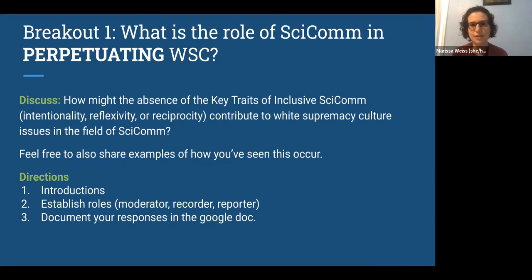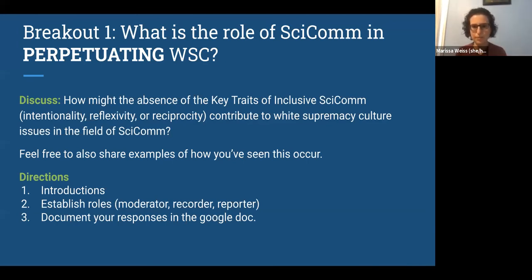In this first breakout room, we'll take on the question, what is the role of SciComm in perpetuating white supremacy culture? And so to take on that big question, we'll focus it on how can the absence of a key trait of inclusive SciComm contribute to white supremacy culture in SciComm? So each room will take on one trait, and together we'll address all of the traits collectively.